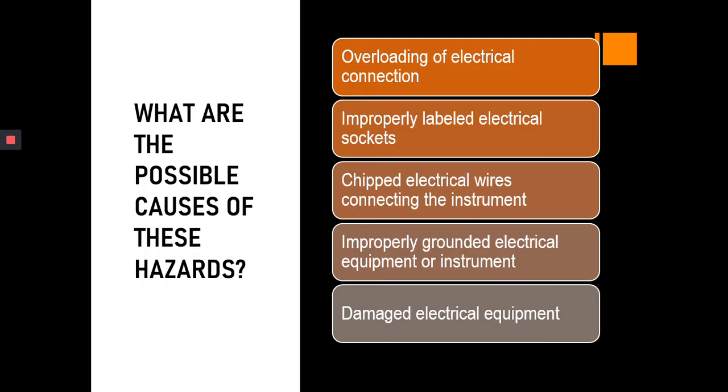So what are the possible causes of electrical hazards? The first one here is overloading of electrical connection. Okay, we also have improperly labeled electrical sockets, chipped electrical wires connecting the instrument, improperly grounded electrical equipment or instrument, and damaged electrical equipment. So please be careful when handling equipment inside the lab that makes use of electricity. Kindly check the wirings, the outlets, the plugs, because you may not know that while you're holding the wire of that equipment and it's already broken, you may get electrocuted.